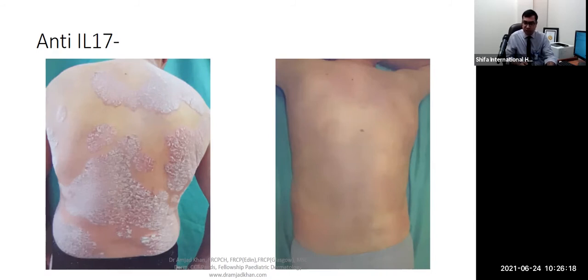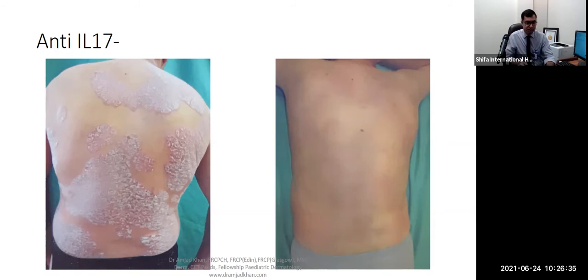So don't lose the hope if you are a patient, if you have a relative, or if you're a doctor looking after a bunch of patients with psoriasis. There are so many options. You can see the skin clearance. Unfortunately, yes, these biologic products are hugely expensive, but some people will be affording.